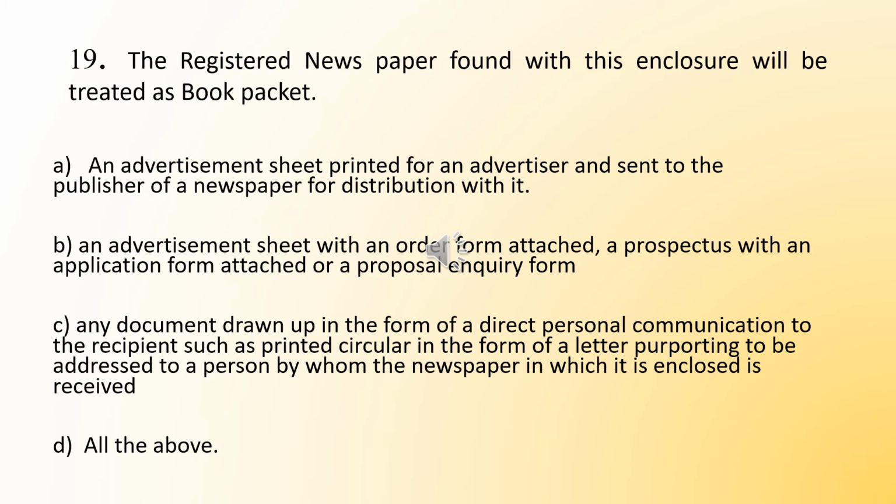Question number 19. The registered newspaper found with this enclosure will be treated as book packet. Option A, an advertisement sheet printed for an advertiser and sent to the publisher of the newspaper for distribution with it. Option B, an advertisement sheet with an order form attached, a prospectus with an application form attached, or a proposal inquiry form. Option C, any document drawn up in the form of direct personal communication to the recipient, such as printed circular in the form of letter purporting to be addressed to a person by whom the newspaper in which it is enclosed is received.